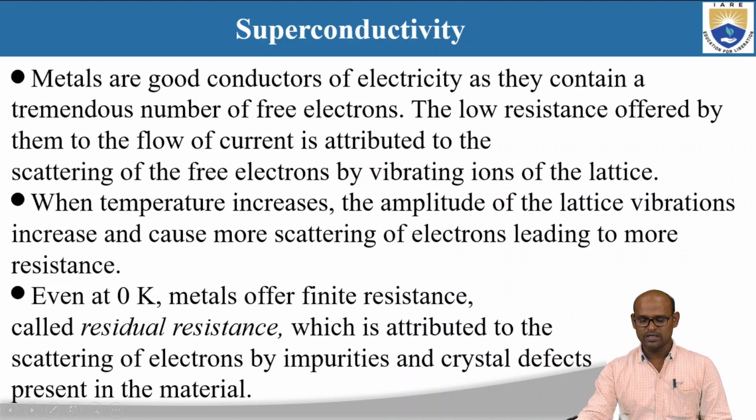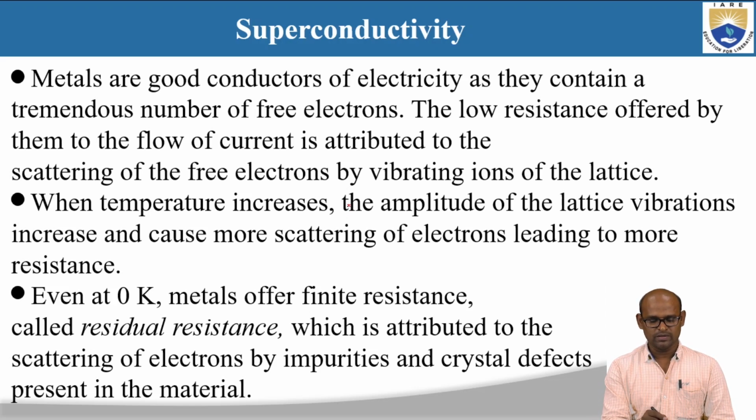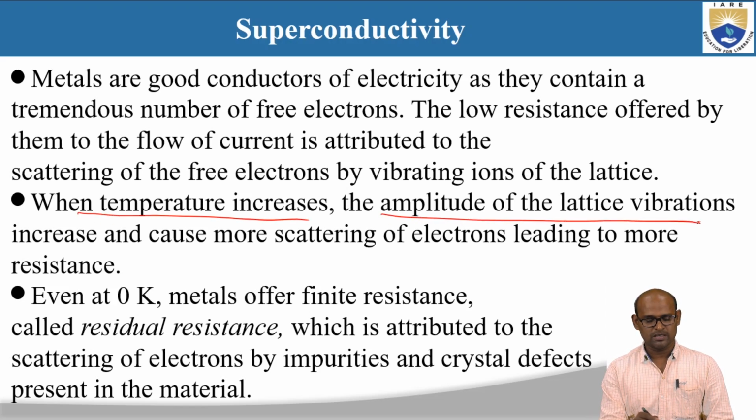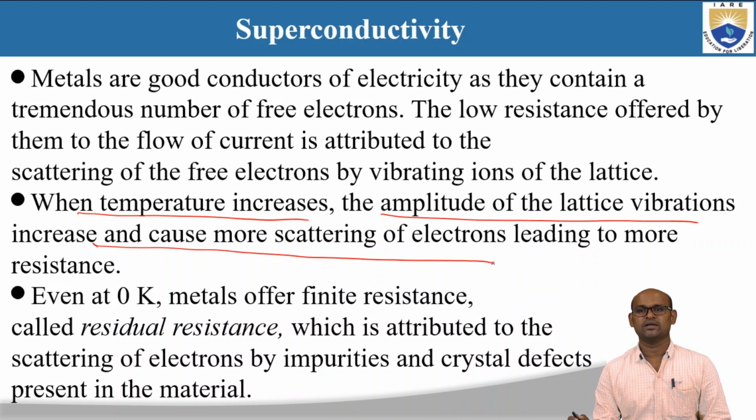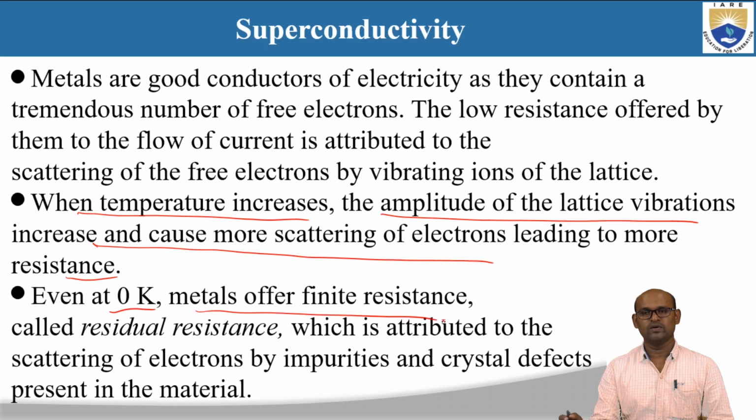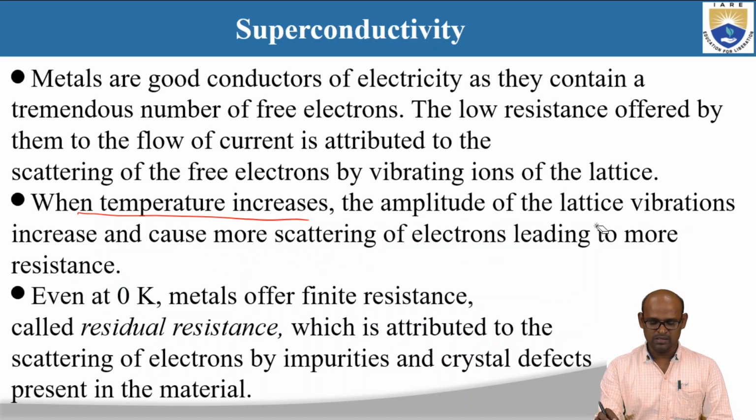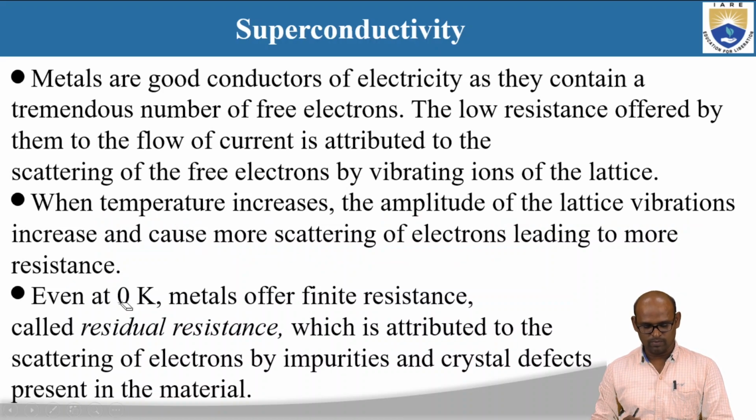Okay, if there are no defects or impurities present in this metal, the resistance offered is very low. When temperature increases, the amplitude of the lattice vibrations increases and scattering of the electrons increases, leading to more resistance. When you cool the metal to 0 Kelvin, even then you will find there is some finite resistance, which is called residual resistance, and this residual resistance comes from the scattering of the electrons by the impurities and the crystal defects present in the material.